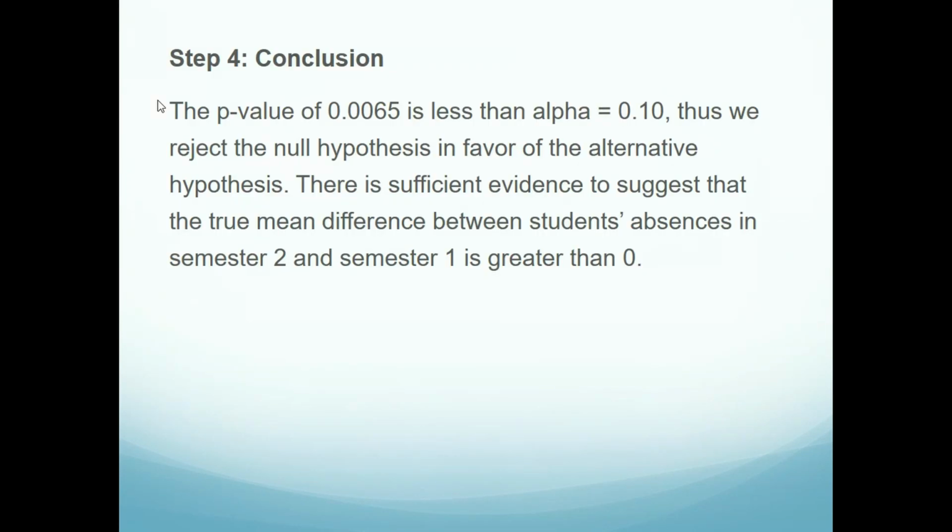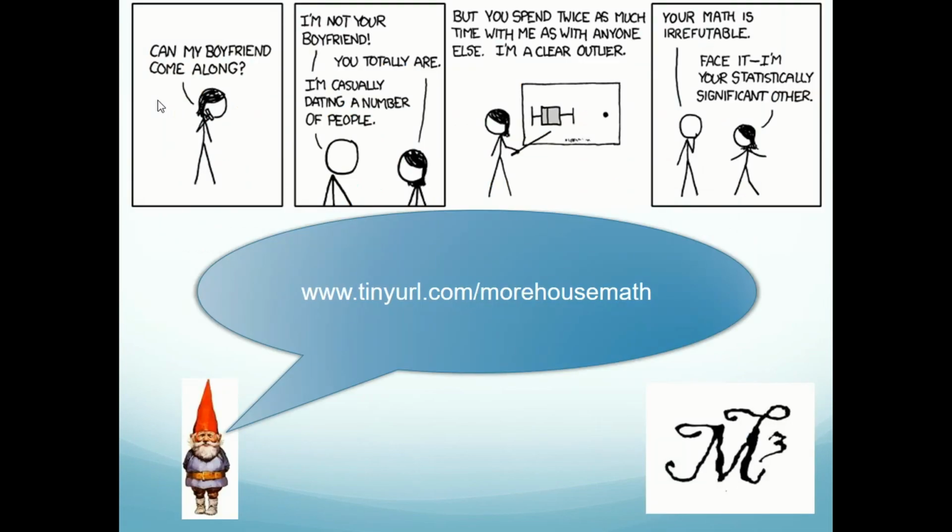In conclusion, the p-value of 0.0065 is less than alpha of 0.1. Thus, we reject the null hypothesis in favor of the alternative hypothesis. There is sufficient evidence to suggest that the true mean difference between students' absences in semester 2 and semester 1 is greater than 0. I will leave you with this comic.